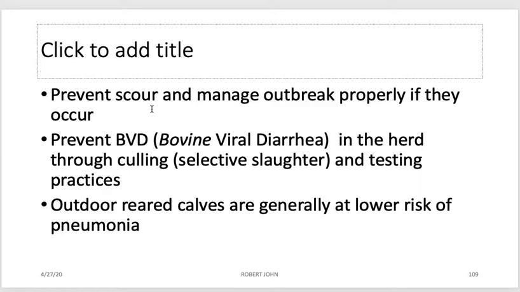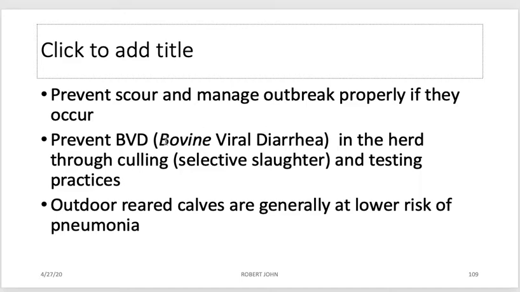Sometimes it is very important to prevent, score, and manage outbreaks properly if they occur. Also prevent BVD, which is bovine viral diarrhea, in a herd through culling, selective slaughter, and testing practices. If there are so many animals in one place, they can be affected by the disease bovine viral diarrhea. This disease can cause a drop in the animal's immunity, or the immune system's ability to fight diseases. So with this disease the immune system goes down, and then you can see the normal flora overgrow and cause pneumonia.